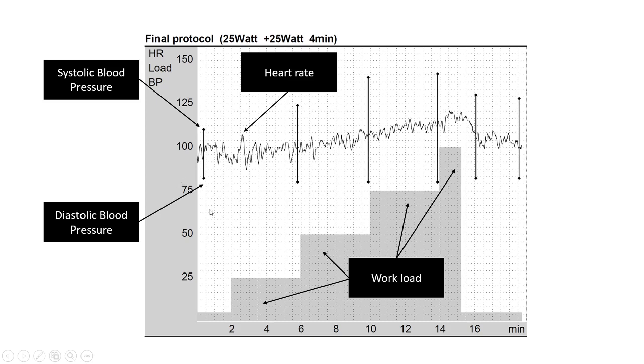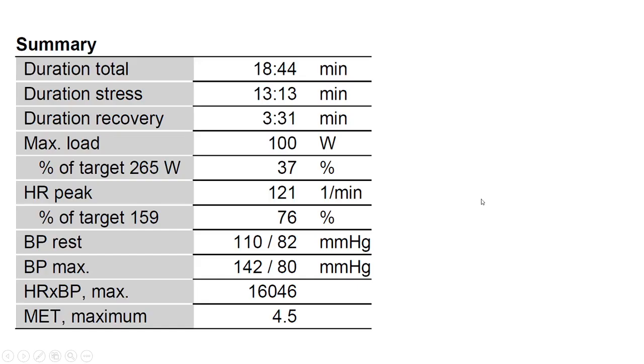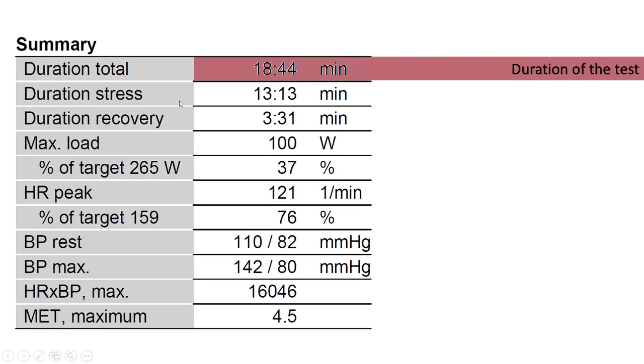Alright, if we're thinking of blood pressure, typically systolic blood pressure should increase with an increase in workload. Diastolic blood pressure typically remains stable or goes up or a bit down, but not a lot. So this is quite a normal blood pressure response to an increase in workload. Obviously, blood pressure will decrease in cool down or recovery. Heart rate has a similar tendency as systolic blood pressure, where it increases when there's an increase in workload and decreases during recovery.